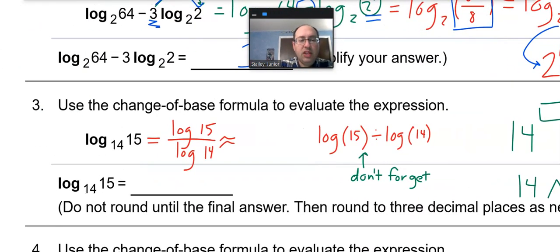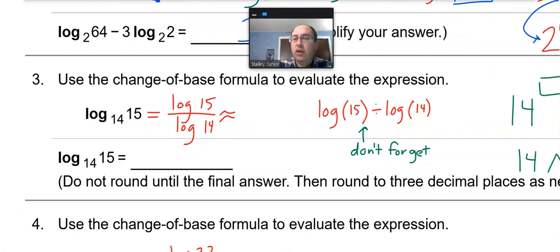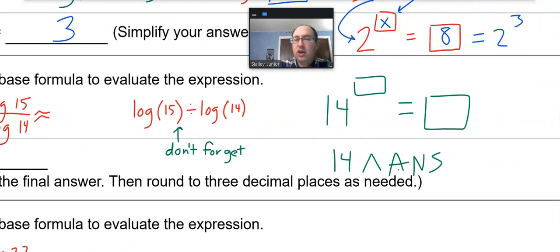Now, what happens when you get to a situation where you are literally stuck? How the heck am I supposed to know 14 to the x power equals 15? How am I supposed to know that? I can't rewrite 15 as a power of 14. 14 to the first is 14. 14 to the second is 196. 15 isn't in the list, folks. So that must mean it's going to be some weirdo decimal.